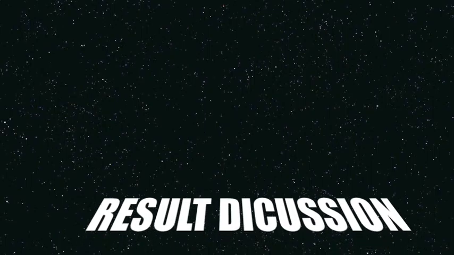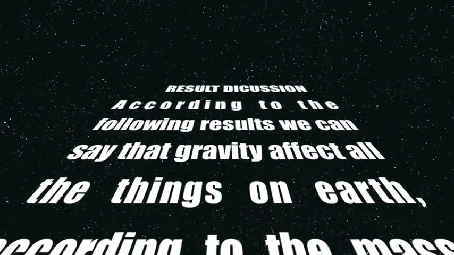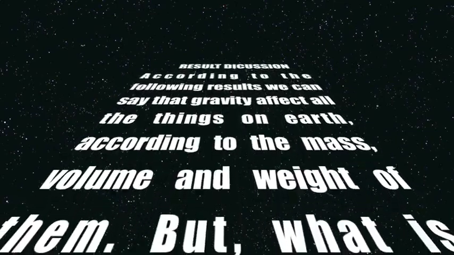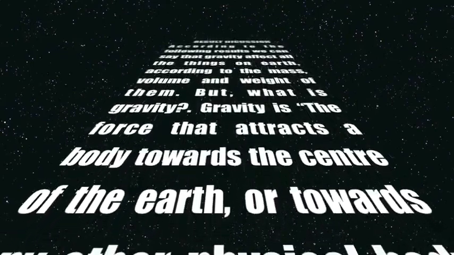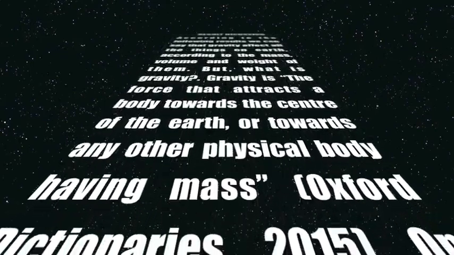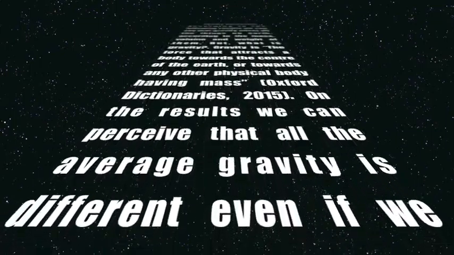Result discussion. According to the following results, we can say that gravity affects all the things on Earth, according to their mass, volume, and weight. But what is gravity? Gravity is the force that attracts a body towards the center of the Earth, or towards any physical body having mass. This was said by the Oxford Dictionaries in 2015.